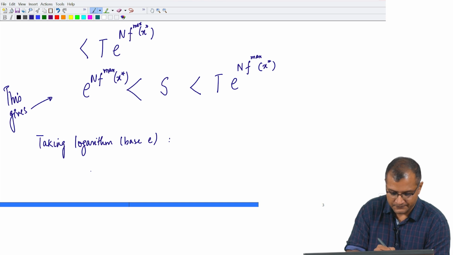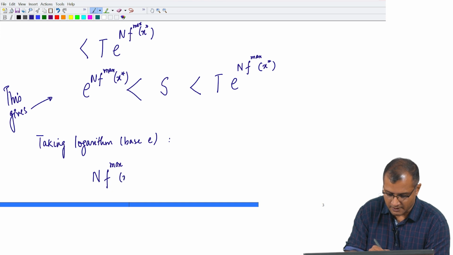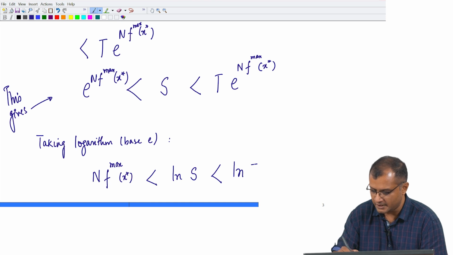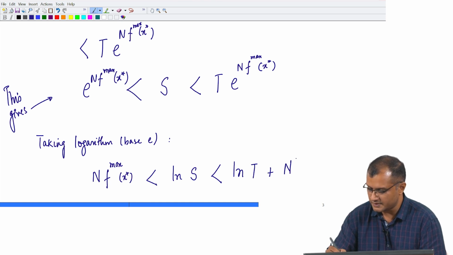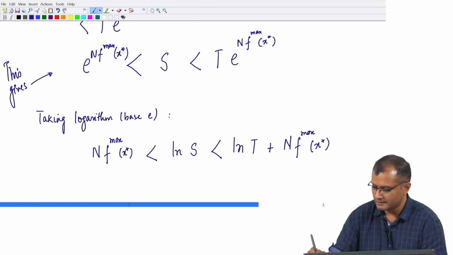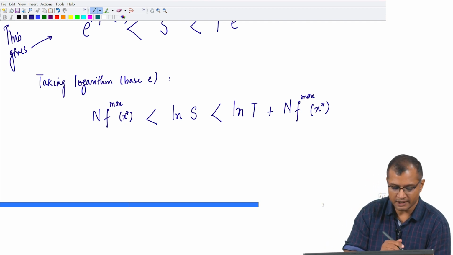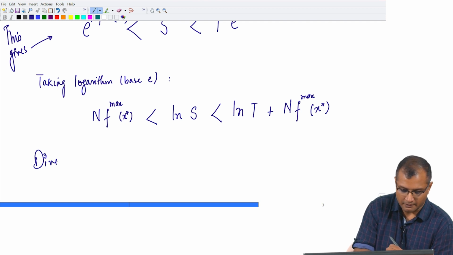you would get n times f maximum at some x star, okay, which should be less than natural log of s, which should be less than natural log of t plus n times f max at some x star. Fine, you have taken a natural log throughout, and natural log to the base e of e is 1. Now, you can divide throughout by n.